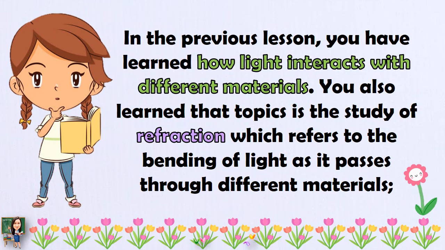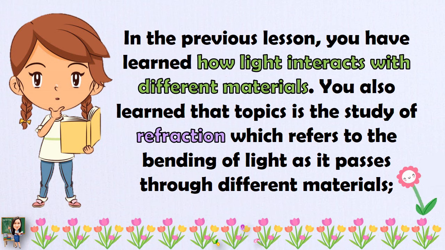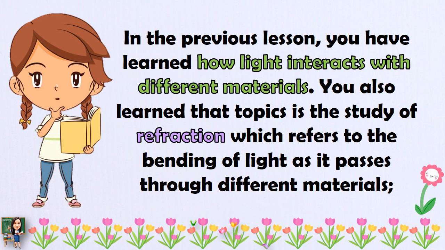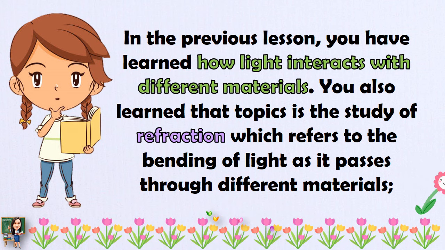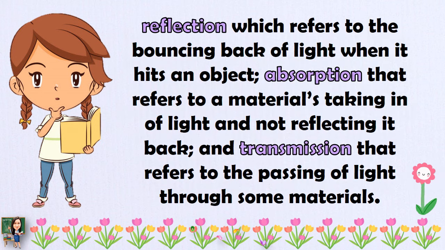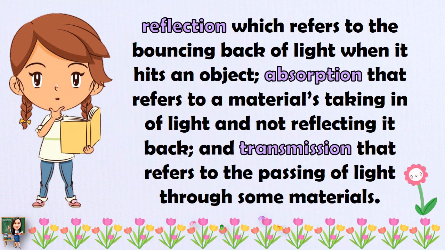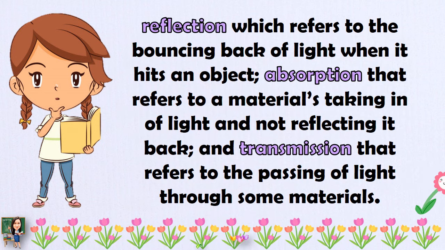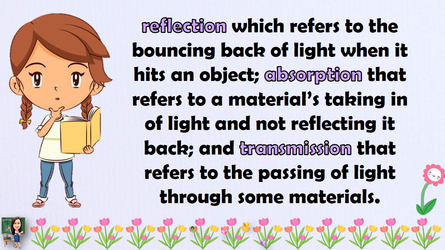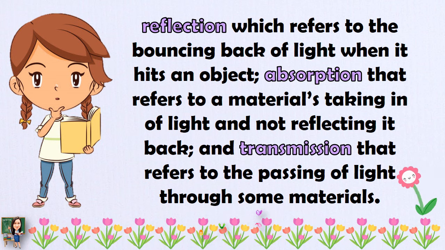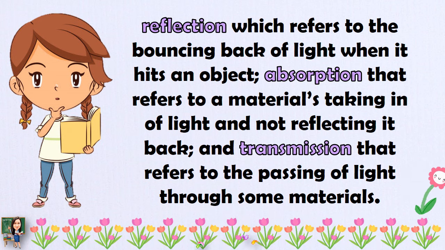In the previous lesson, you learned how light interacts with different materials. You also learned that optics is the study of light. Refraction refers to the bending of light as it passes through different materials. Reflection refers to the bouncing back of light when it hits an object. Absorption refers to a material's taking in of light and not reflecting it back. And transmission refers to the passing of light through some materials.